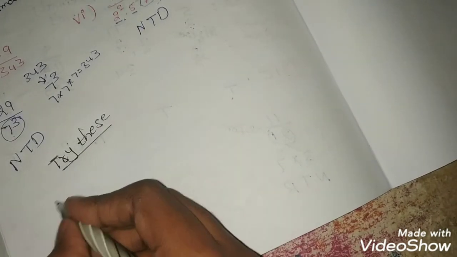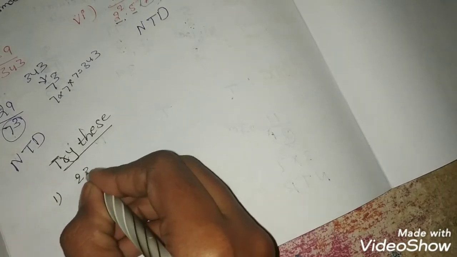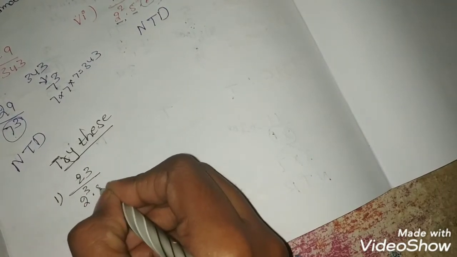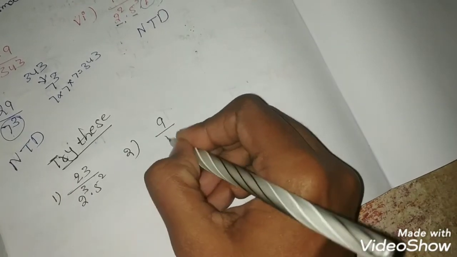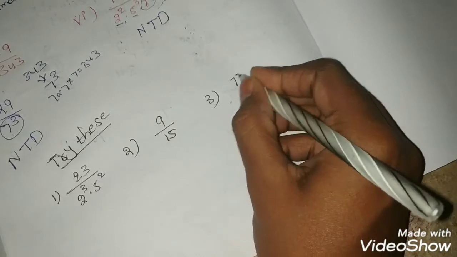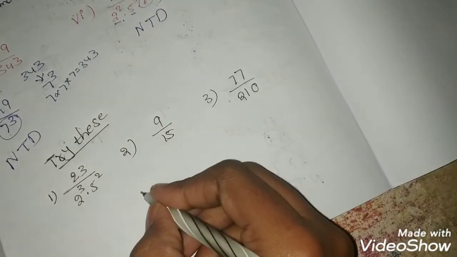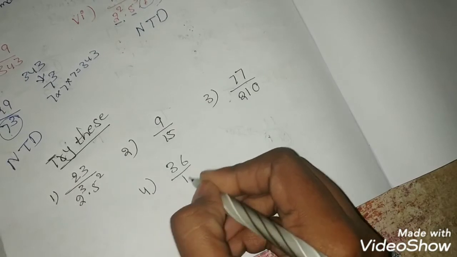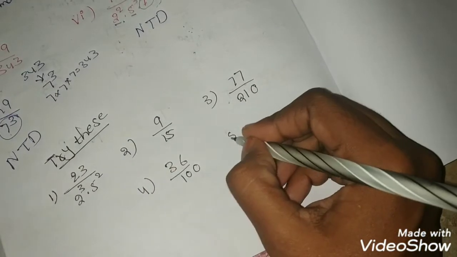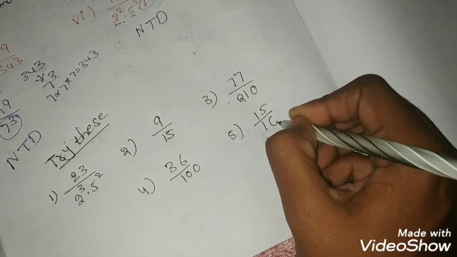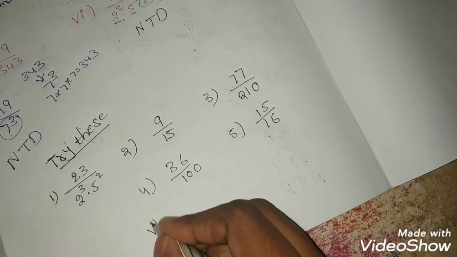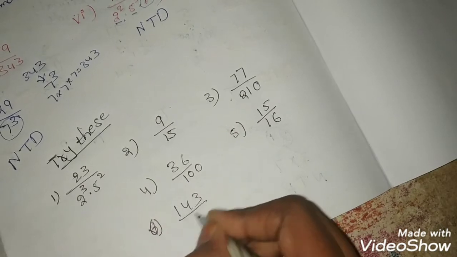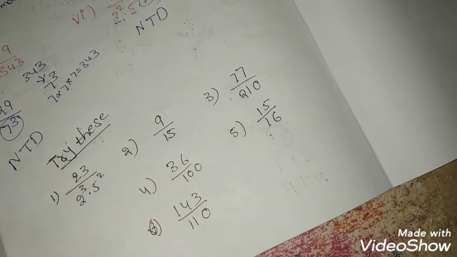Before going to the next question, please do this homework. Just try this: 23 by 2 cube into 5 square. Second question, 9 by 15. Third question is 77 by 210. Fourth question is 36 by 100. Okay, try everything. Fifth, 15 by 16. Is this terminating or non-terminating? You can check this. Sixth question, 143 by 110. Just do your homework. Must do.